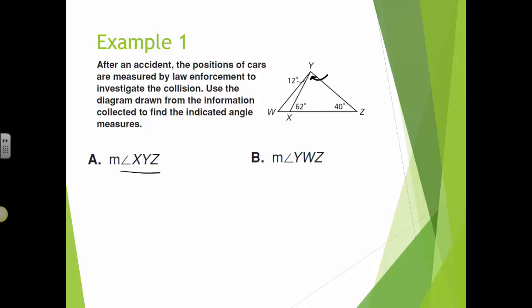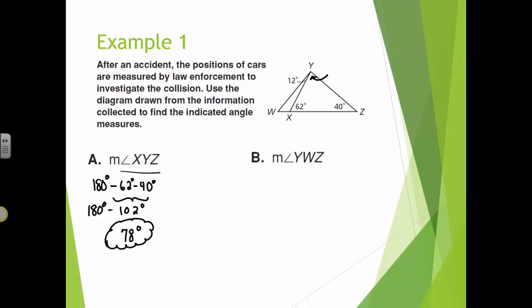Well, if all of the angles add up to 180, and we know this one here and we know this one here, we could do 180 minus 62 minus 40. These two together are minus 102. So 180 minus 102, that tells us that angle has to be 98 degrees. Oh, 78 degrees, my bad.